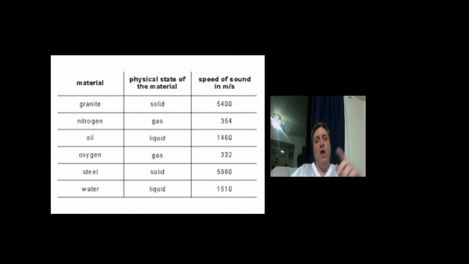Solids, they're real close. We did a little activity in class where you're tapping on the desk and you could see how fast sound could travel.